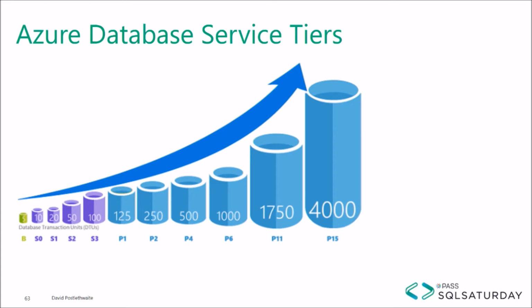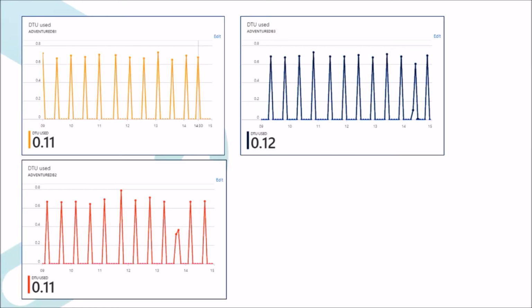So in our example on the screen, a basic database has 5 DTUs. If you went for a standard S0 with 10 DTUs, you can expect that database to have twice as much power in it. So for each database, you decide how much power that it will require and you set it accordingly. The performance level you choose must be high enough to cope with the maximum demand placed on that database. And as I've already mentioned, if you only have occasional peaks, you can end up paying for more DTUs than you really need. So let's take a look at an example.